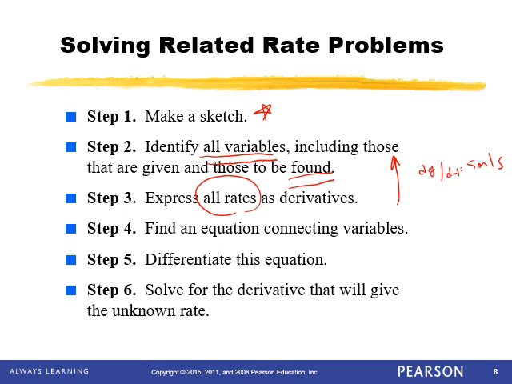And so in this particular problem, we had a triangle, right? So we were able to use a squared plus b squared is equal to c squared. And then we took the derivative of this equation.